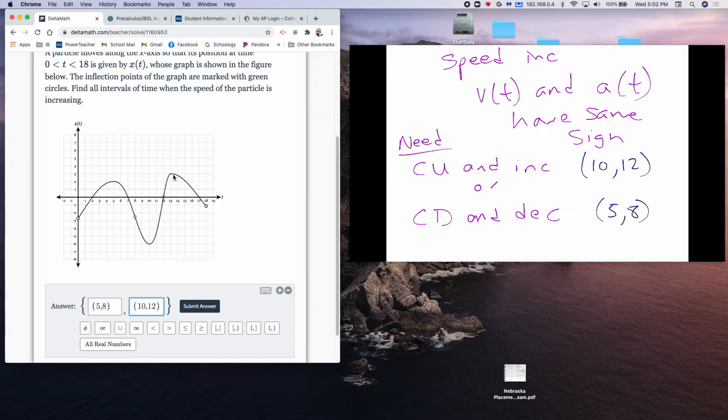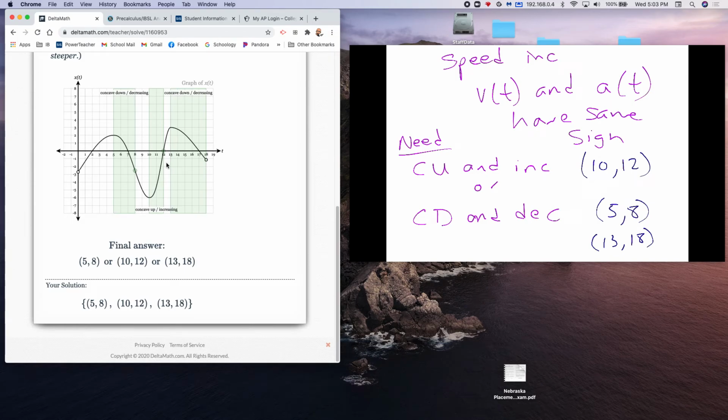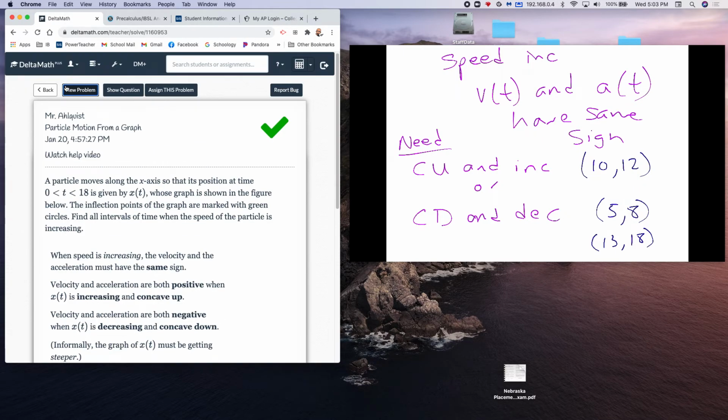Then we also get concave down and decreasing from 13 to, it looks like, 18. So 13 to 18 is another time concave down and decreasing. So I'm going to have to hit that plus sign to get a new grouping. And if we do from 13 to 18, that should be our answers. And then you'll get through the explanation, but we're looking at places where they both have the same sign. Okay? Let me see one more problem.